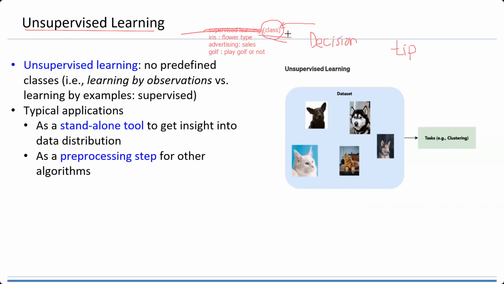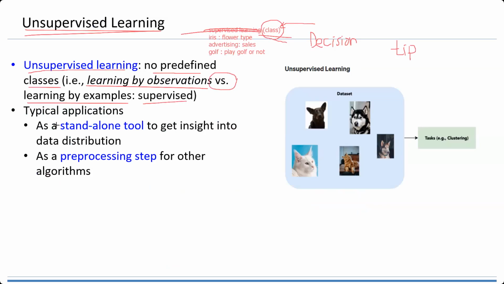So you need to understand the concept of unsupervised learning. In unsupervised learning, there are no predefined classes. So it means we want to learn by observation, learning something only from the data. It is different versus learning by example, where you can see the class, which we call supervised.